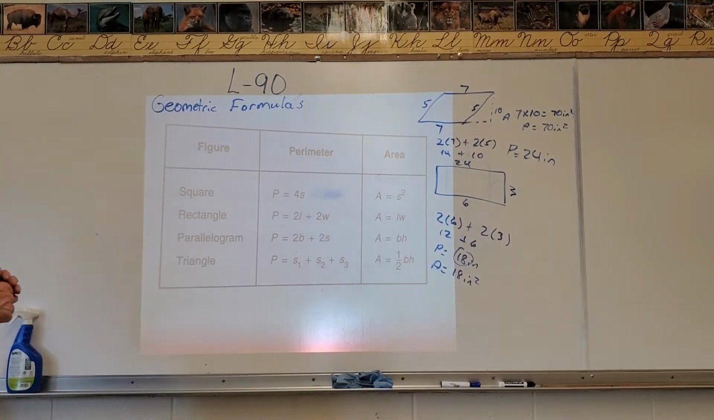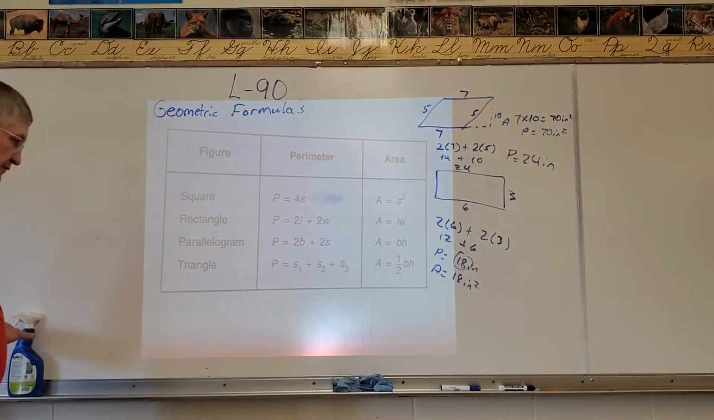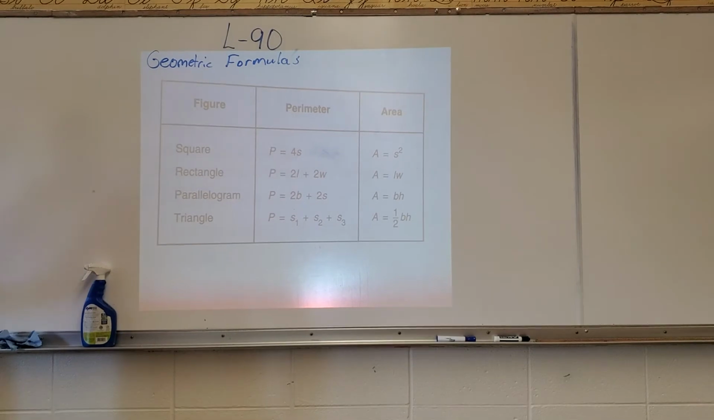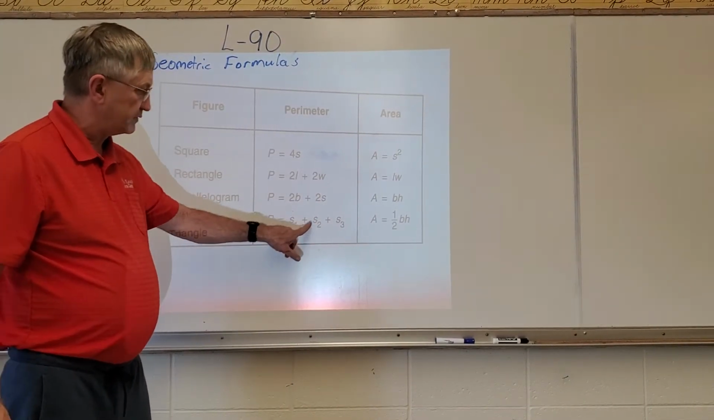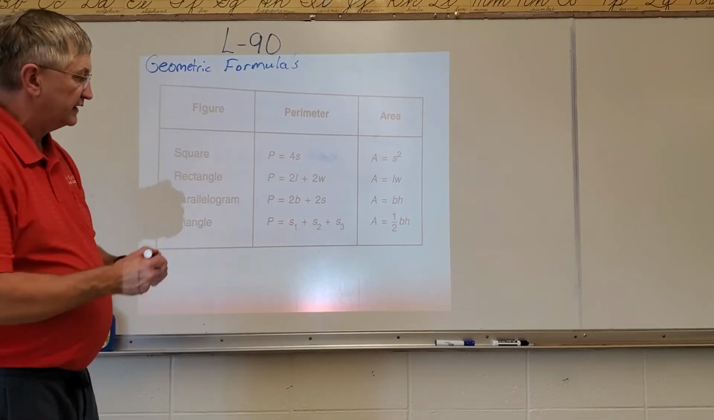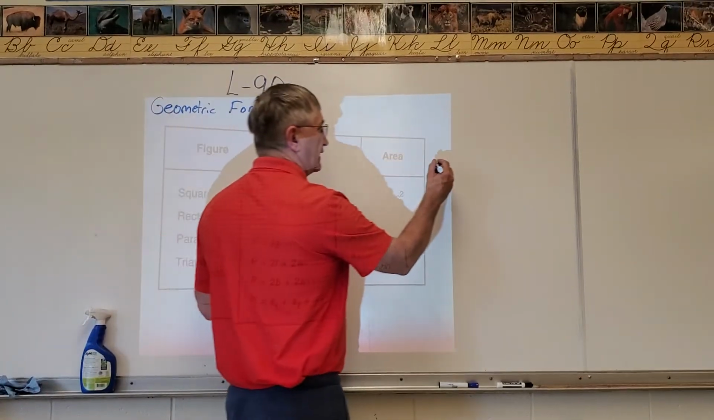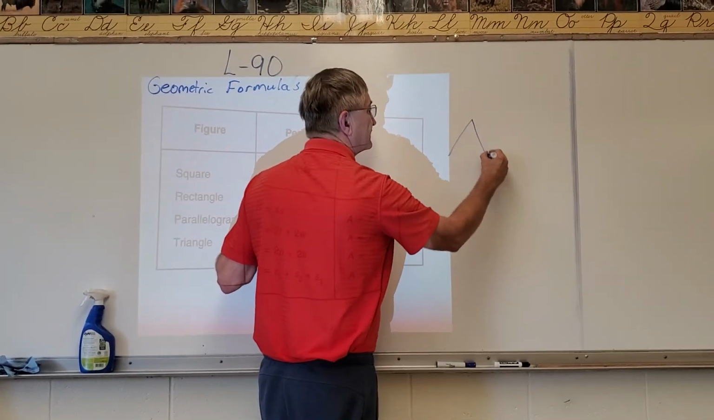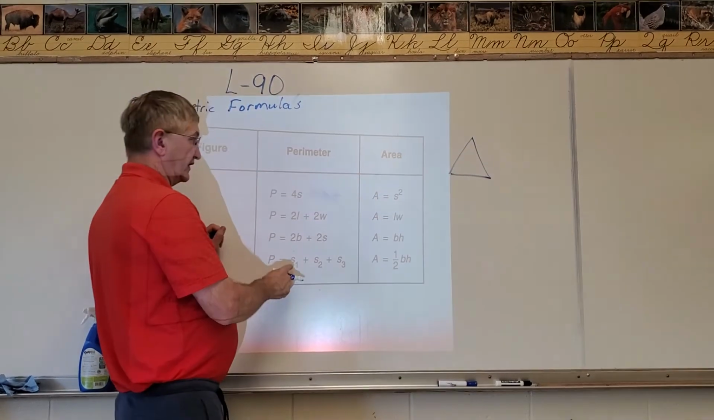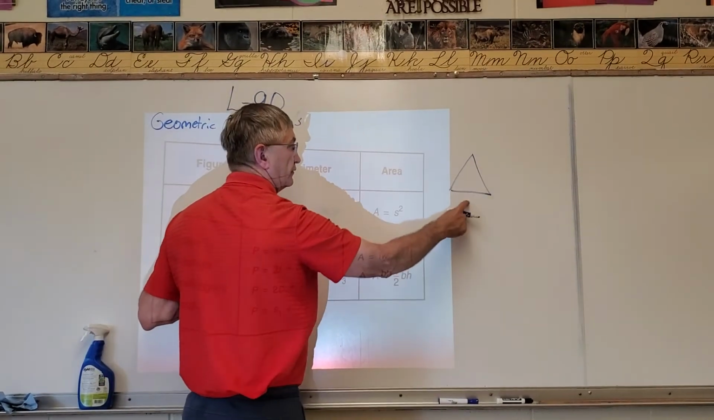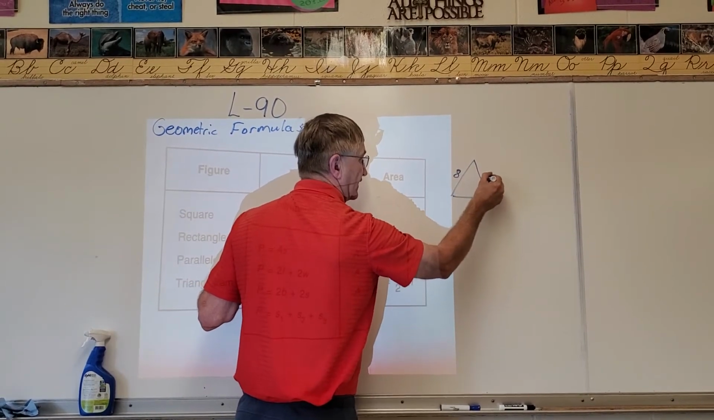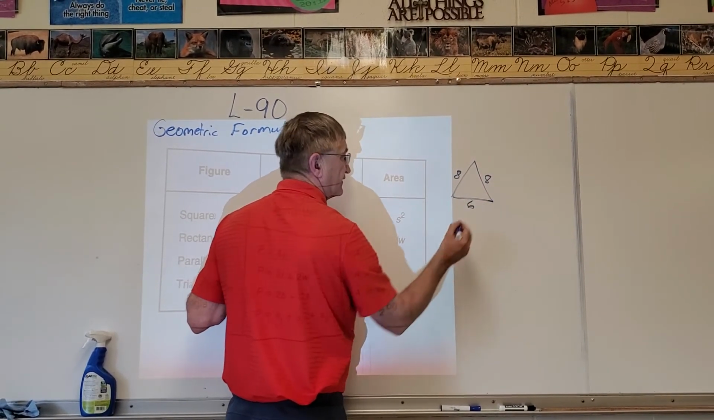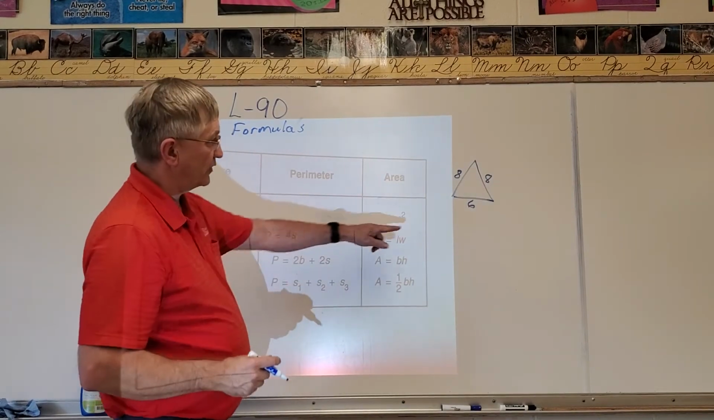All right, now triangle. Now I will clean up the board because there's not going to be enough room. If you notice, it says perimeter equals side 1 plus side 2 plus side 3. So that basically means a triangle has 3 sides. So side 1, 2, 3. So if I say this is an 8, and this is an 8, and this is a 6, then that means I'm going to add these up.